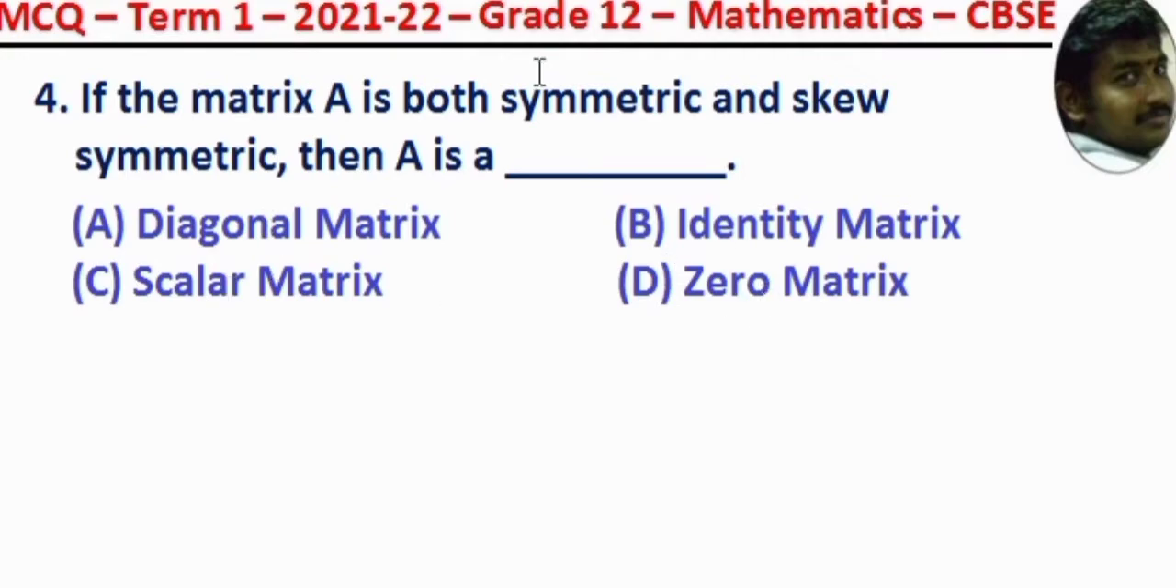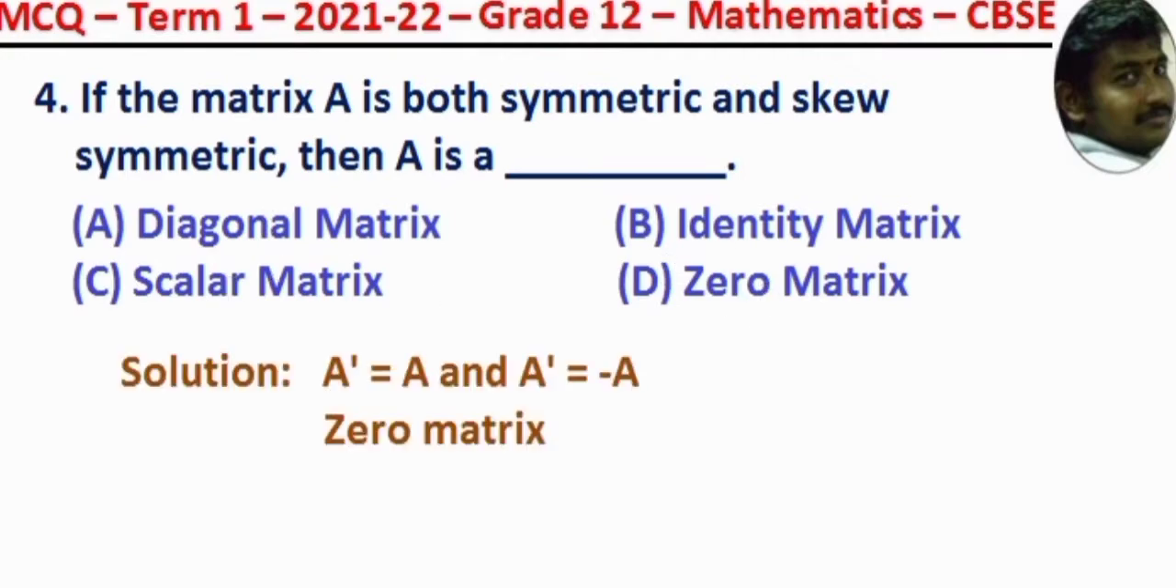We know that if A dash equals A, then that matrix is symmetric. If A dash equals minus A, then that is skew symmetric. That we know. So both are possible only for the zero matrix, to make A dash equal to A and A dash equal to minus A. So option D is the correct answer. Come on, let's see the next question. Question number 5.